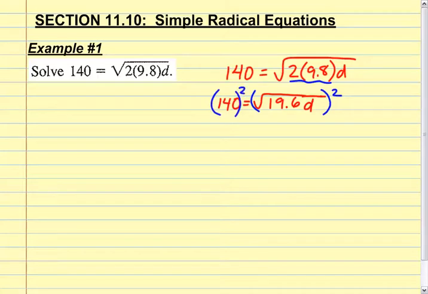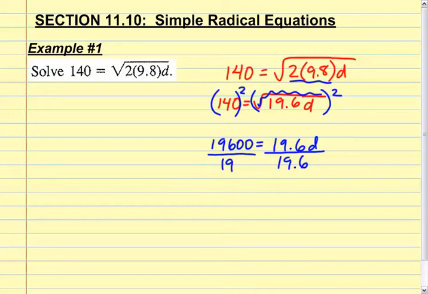Now 140 squared, I'm going to get out my old trusty TI-34 here. I'm going to do 140 squared, and I get 19,600. Look at that. Now, on this side, remember, whenever I square a square root sign, it just goes away. So that just goes away, and it leaves me with 19.6d.